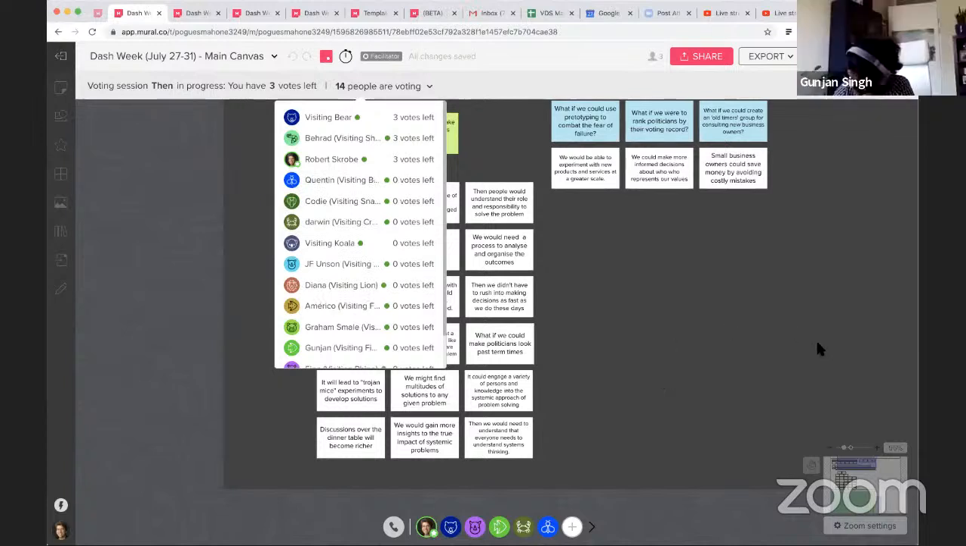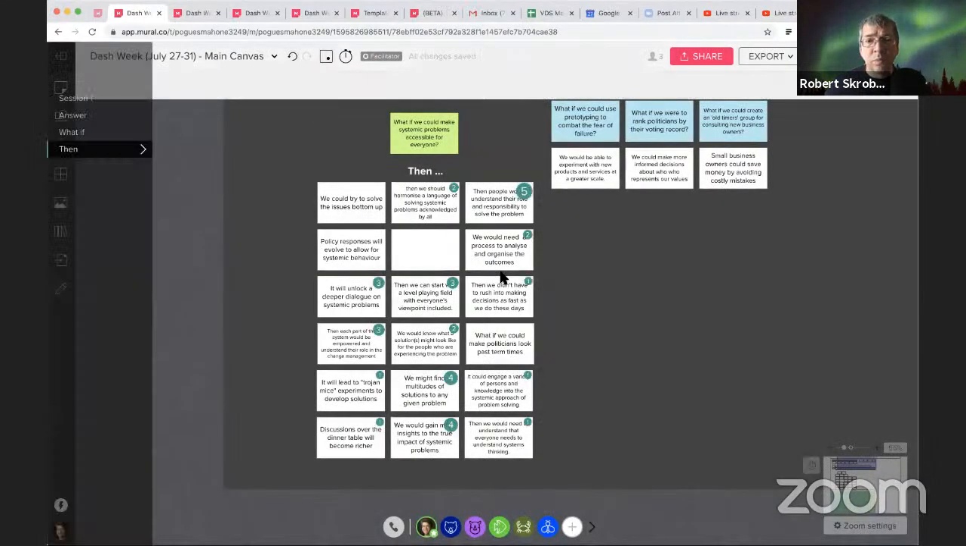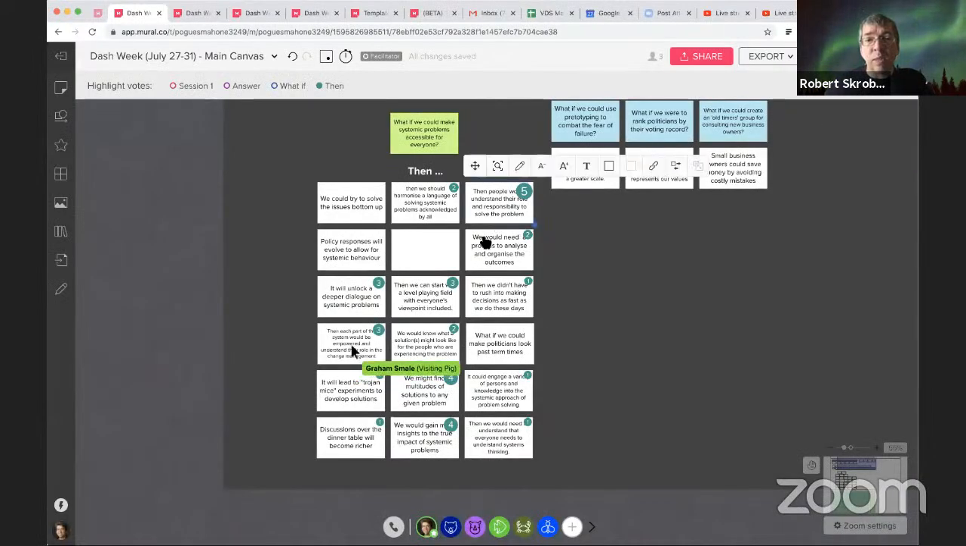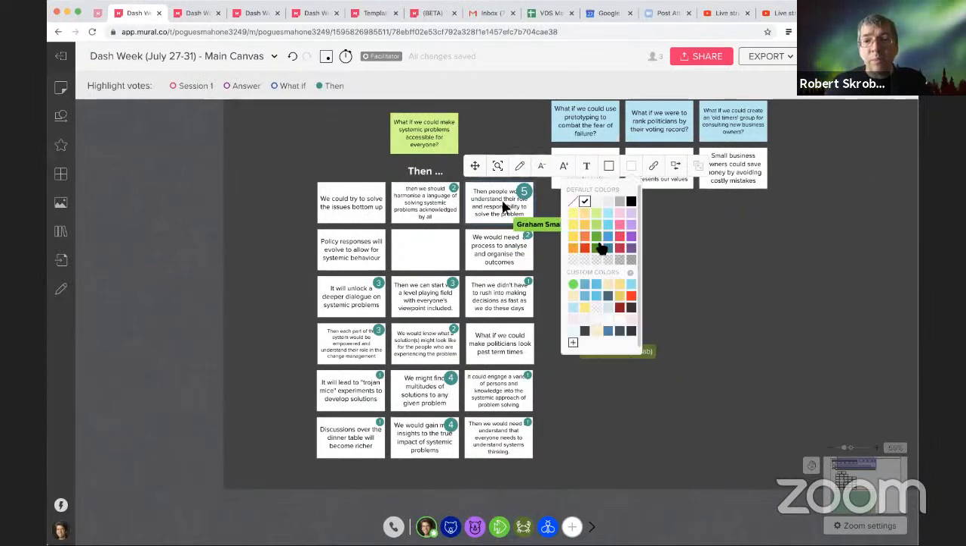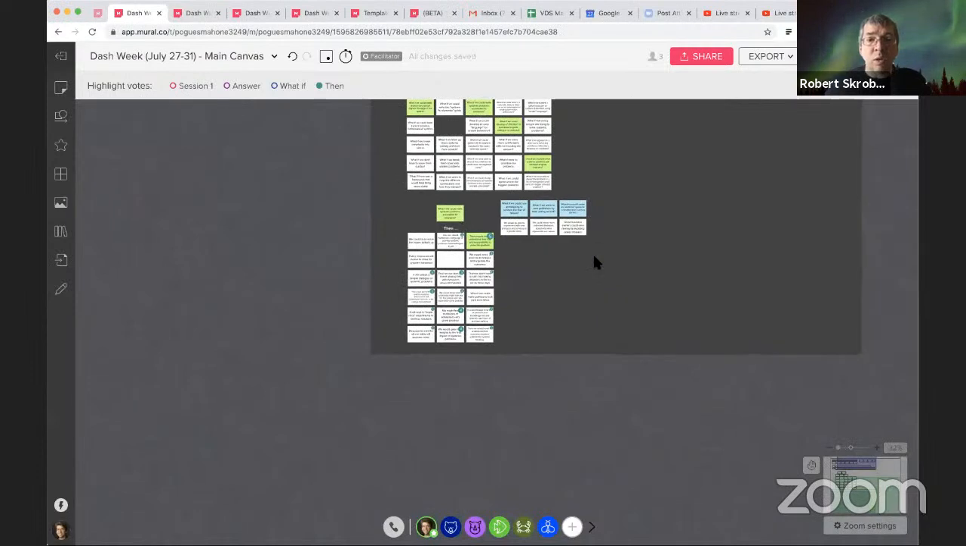Right? Okay. Go ahead and end this voting session. See where everything kind of came out. So, wow, golden sandwich. The golden sandwich. So then people would understand their role and responsibility to solve the problem. So this one seems to be the one that kind of came out on top of a couple of 4s. Okay. So I'll kind of set this up for tomorrow.